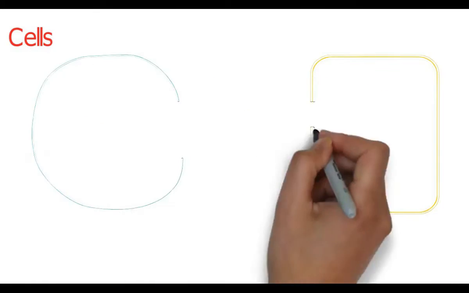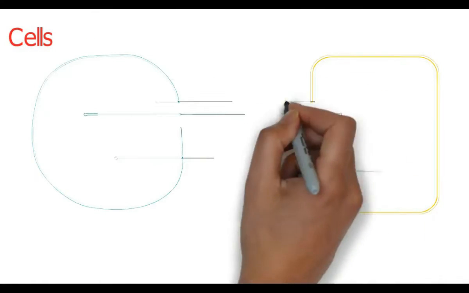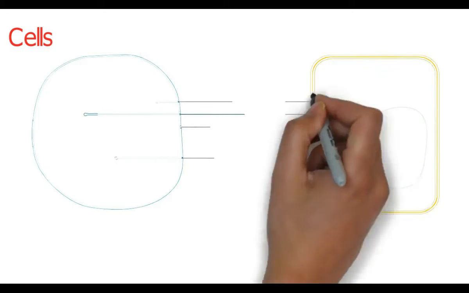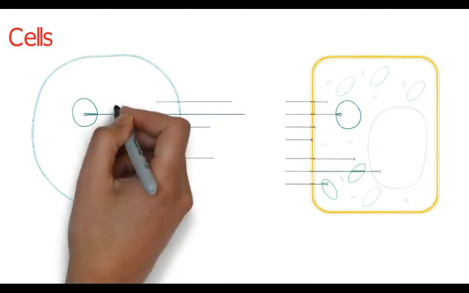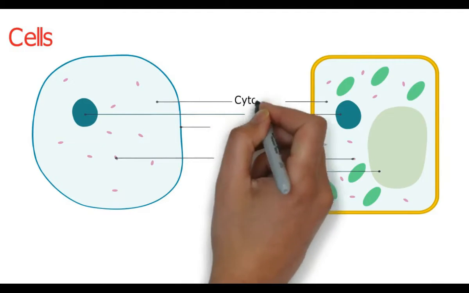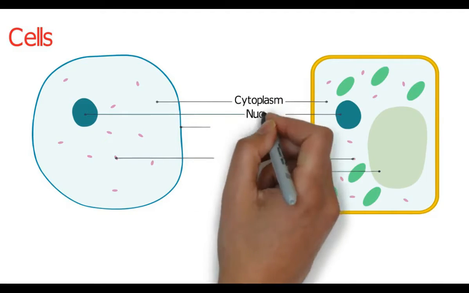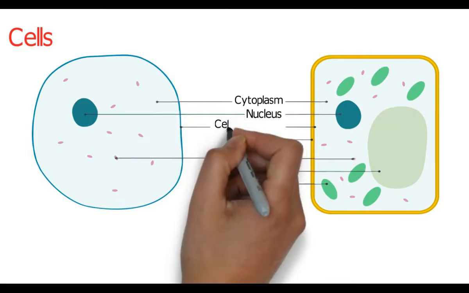A collection of these organelles forms the smallest independent functioning units of living organisms called cells. Animal cell and plant cell are good examples.